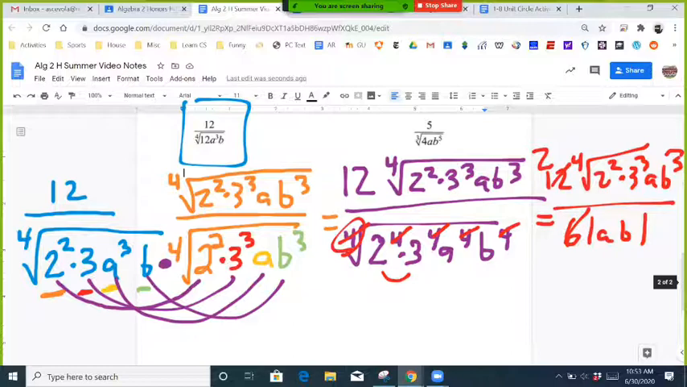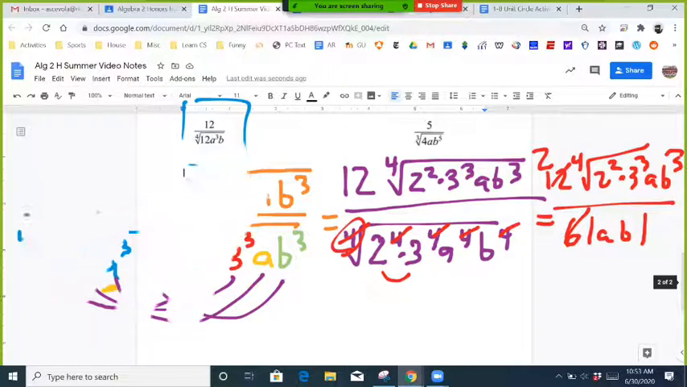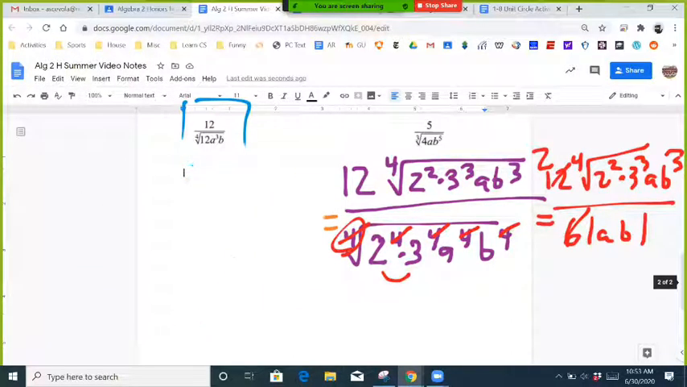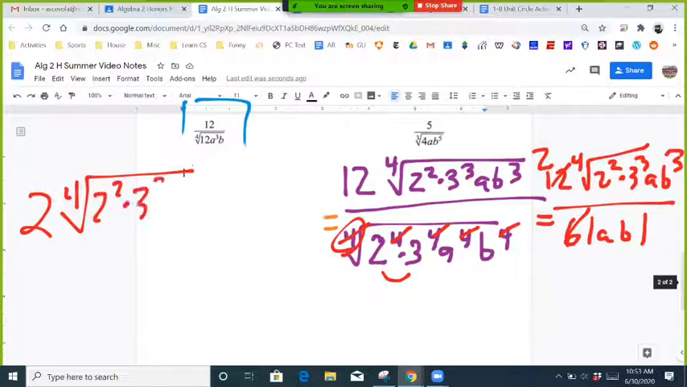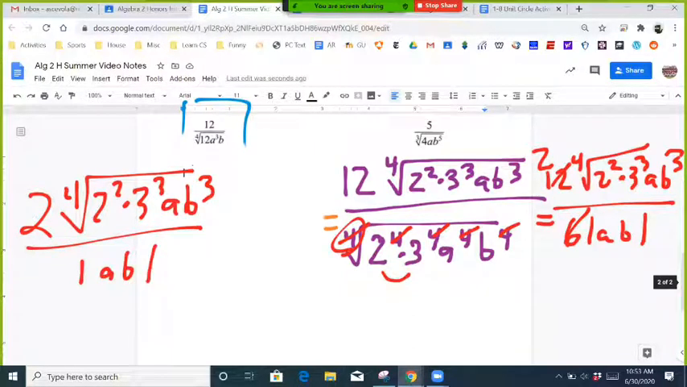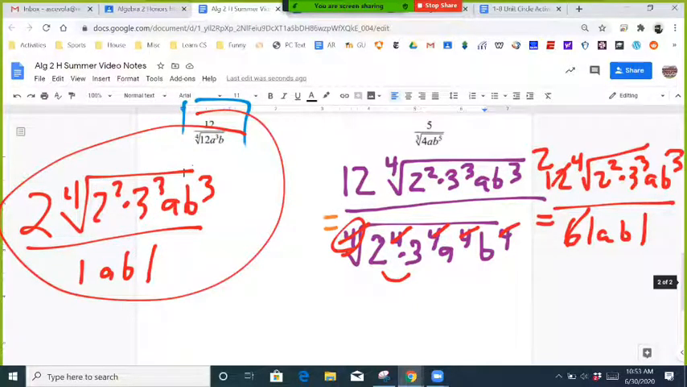So our final answer, if we write it out nicely over here, is going to be 2 times the 4th root of 2 squared times 3 cubed a b cubed over the absolute value of ab. And I don't care if you leave that like that, that's totally fine with me, but this would be a 100% correct final answer.